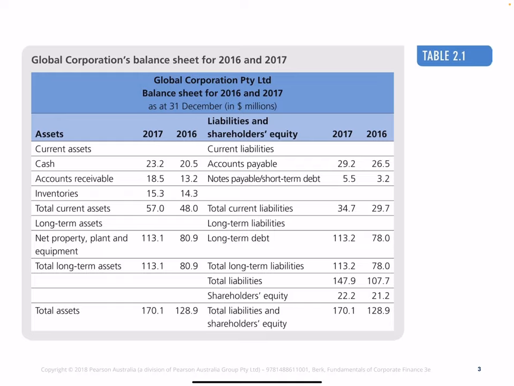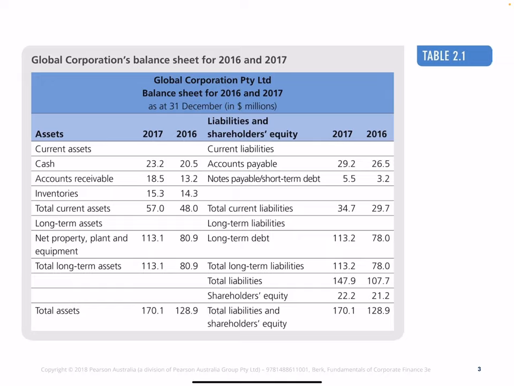So we can start with an example of a balance sheet here, which is Table 2.1 from the textbook. It is important to point out that a balance sheet tells you what a company has at one point in time. So here, that tells you what they have as at 31st of December 2017.